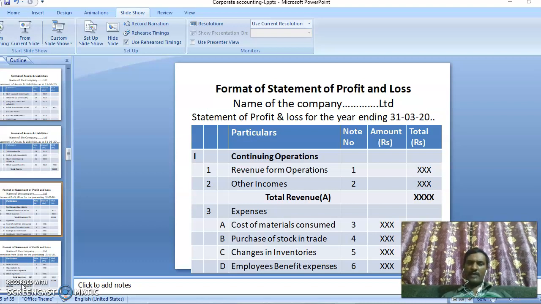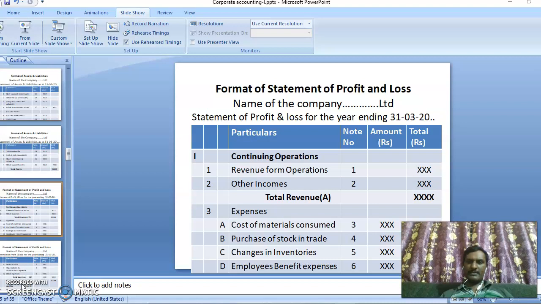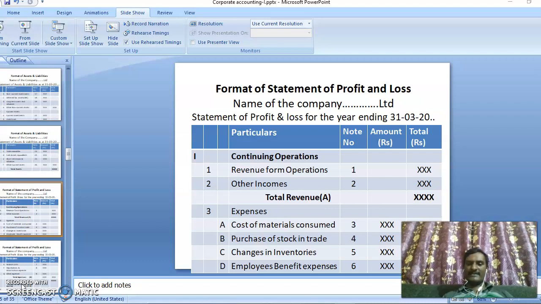Of that, first of all, we have to take the income part. The income part covers two important items. One is revenue from operations. Revenue from operations is nothing but the income or revenue which is received by the company by sale of goods and services. Such amount is to be taken here. And other incomes are nothing but the incomes or the revenue which are received by the company other than operations. And the total of these two heads are to be summed up, and that is called total revenue, and we can quote it as A.